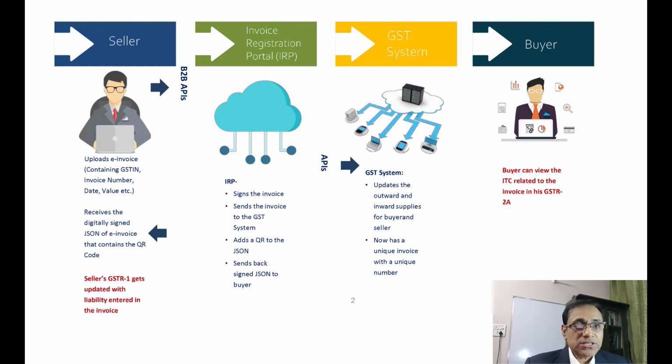Now, when the GST system gets the details of the e-invoice, the GST system uploads those details on the GSTR1 of the seller, and in turn the buyer also gets it uploaded on its 2A, so that the ITC can be claimed by the buyer. So this is about the process flow.